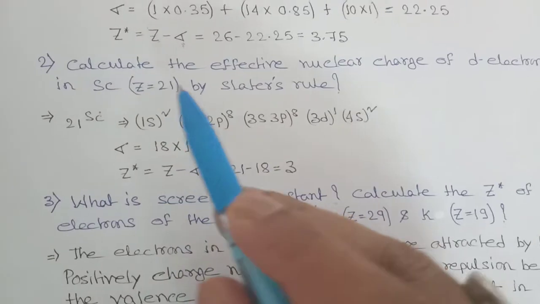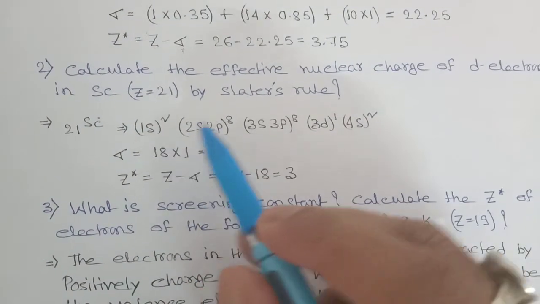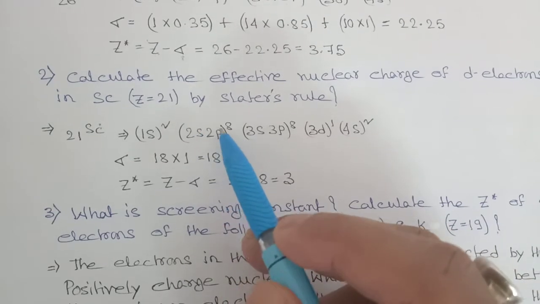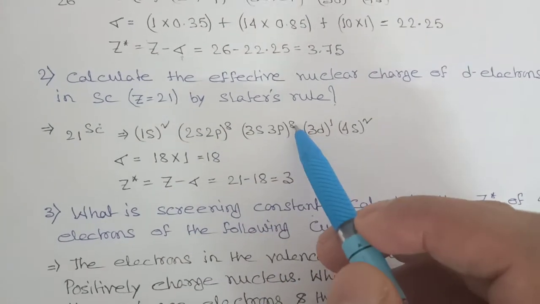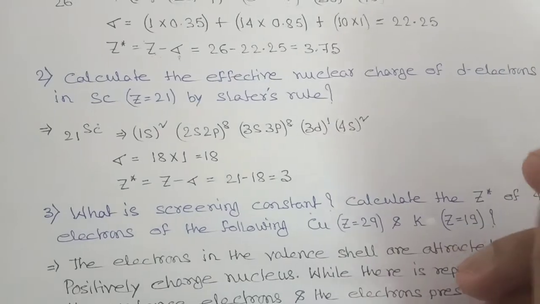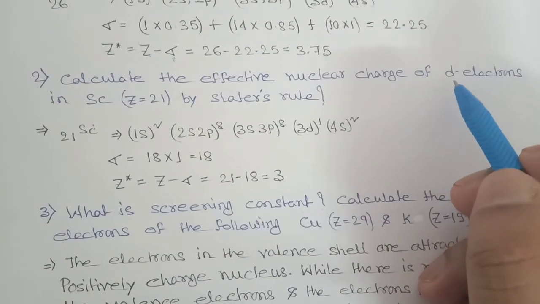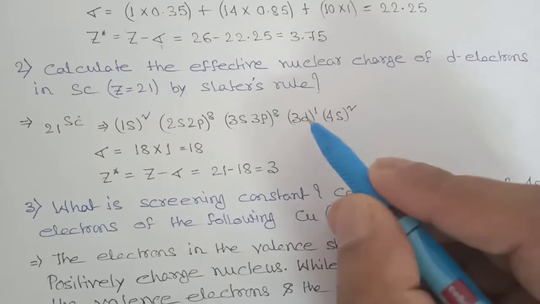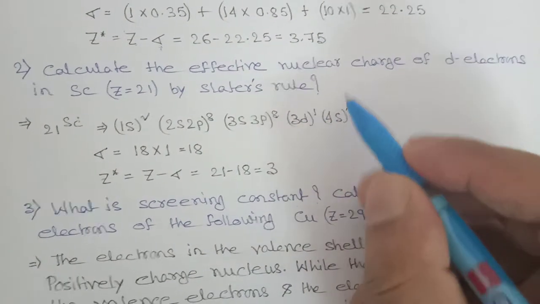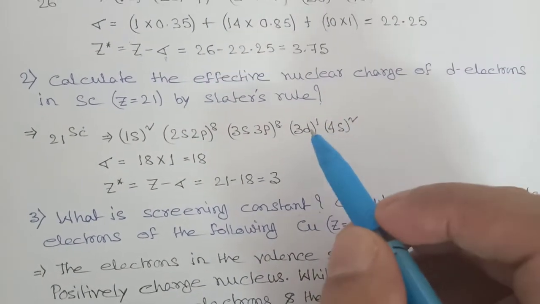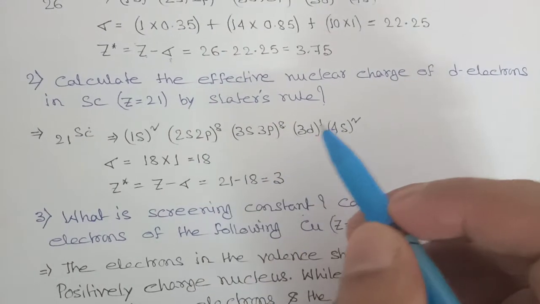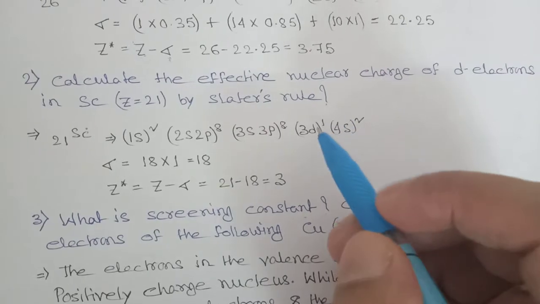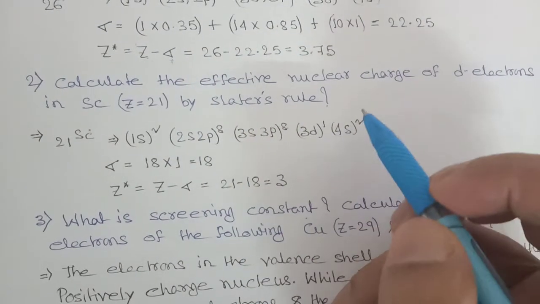For scandium we can first write the electronic configuration in this way: 1s2, 2s2 2p6, means 8 electrons, 3s2 3p6, 8 electrons, 3d1 and 4s2 electrons. But you have to know, here we have to calculate effective nuclear charge for d electrons, means this one. So the 4s electrons will have no contribution, means you have to calculate in this way, not in this way. That's why you have to calculate for this one. So we have to consider only these electrons, not this one.